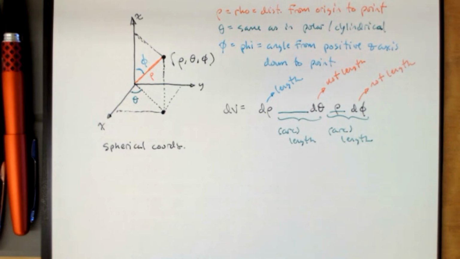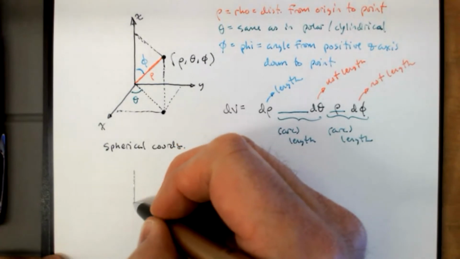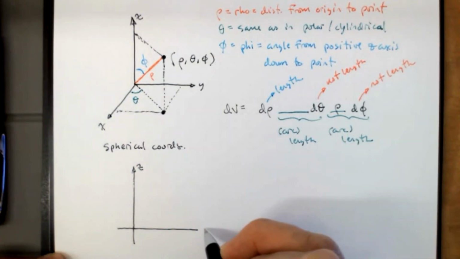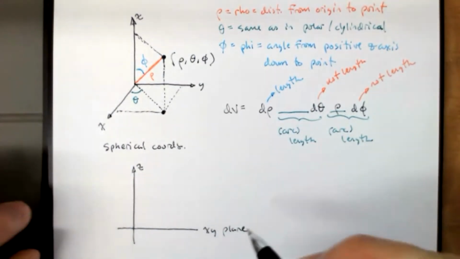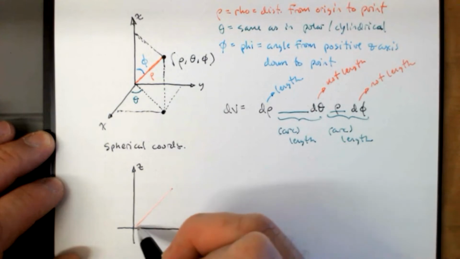Note that rho is not one of the sides of the angle theta. But if we drop rho down, if we project rho down onto the xy plane, that will be the distance. So I need to look at this from the side. If we look at this from the side, here's our z-axis. Here's our xy plane. Here, I'm going to look at the plane containing this door. Here's rho going up to the point.